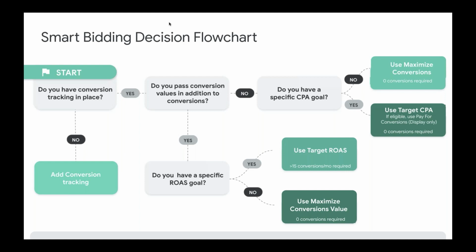One important thing to highlight as well is that you don't need conversions in your campaign to start with most of these bidding strategies. A lot of people are under the impression that you need a lot of conversions for this to work, but that is not the case for 3 of these 4 smart bidding strategies. That's important to realize as well. We go to the next slide.